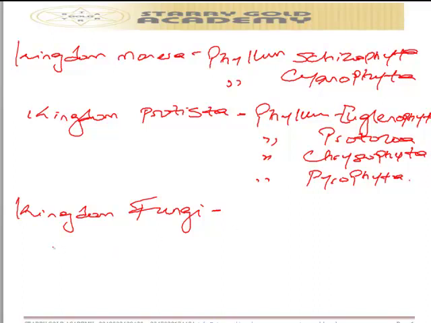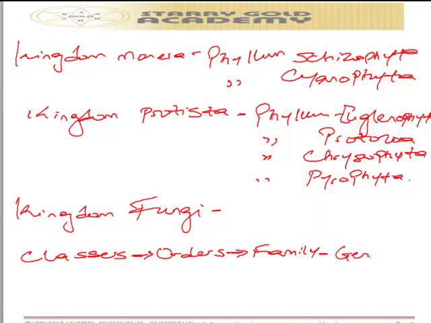So these phyla are further divided into classes, and these classes are further divided into orders, and these orders into families, into genus and species. So that is that about the binomial system of naming organisms.